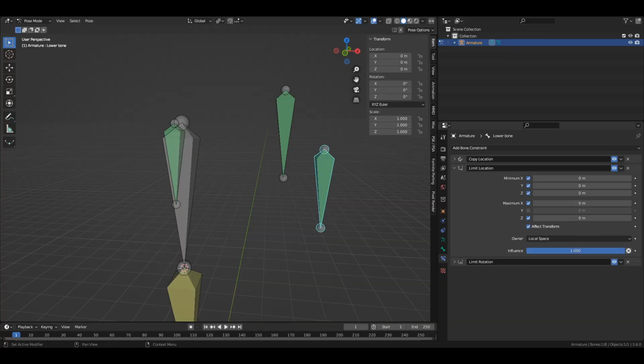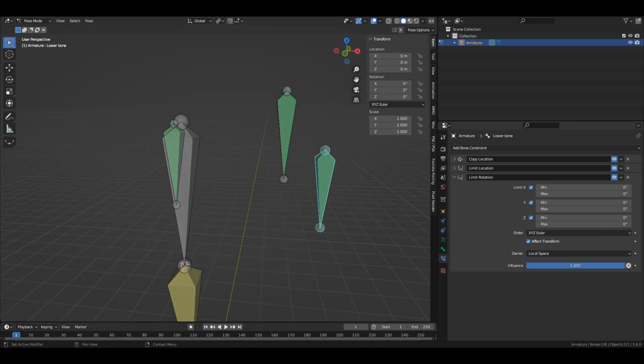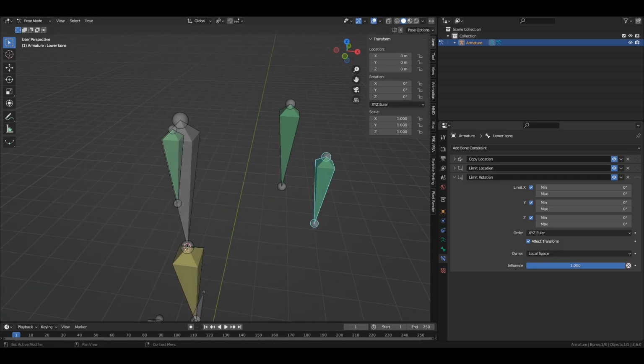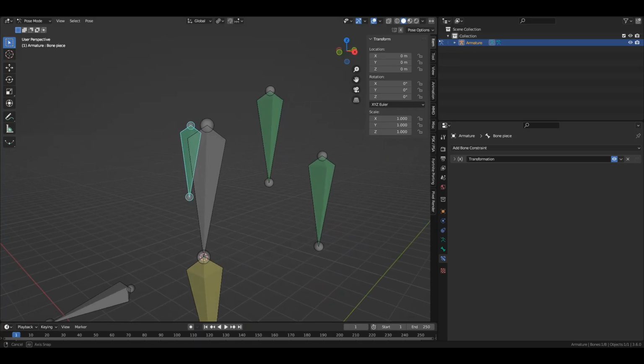After doing the limit location, we go to the limit rotation. So you need to put the x, y, z axis. The order needs to be x, y, z Euler. You need to affect the transformer and put the local space. Same reason, because if you put world space, it will do this. It will not have the correct thing. You need to put the local space.